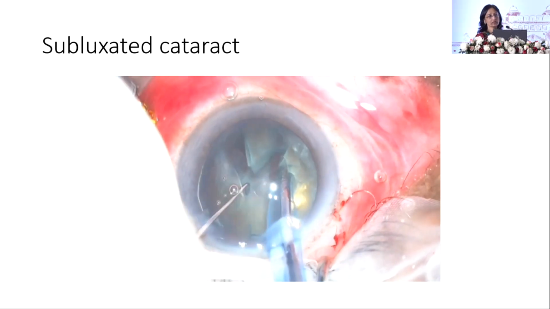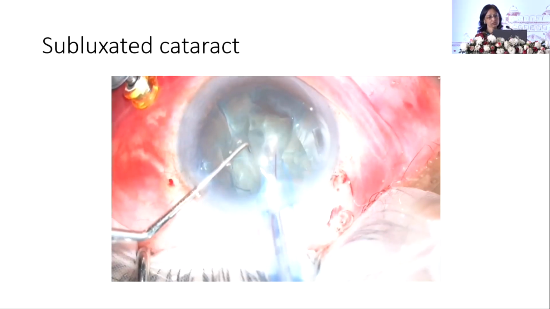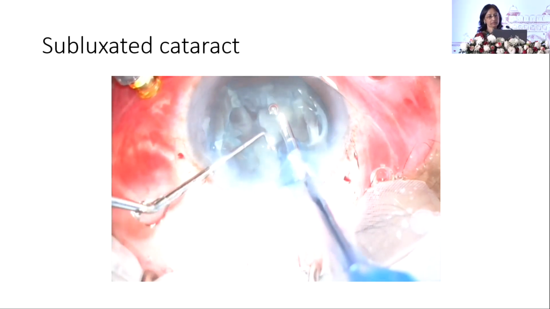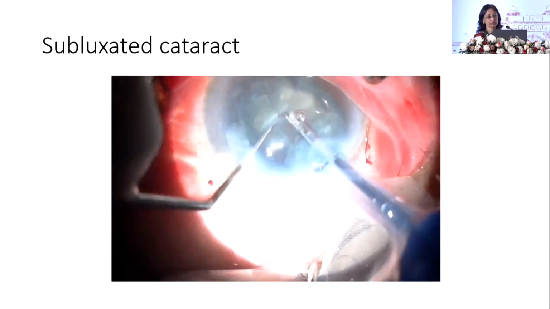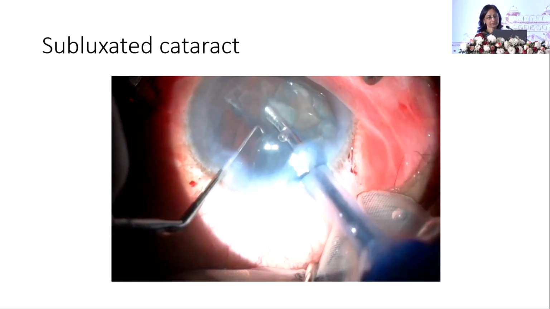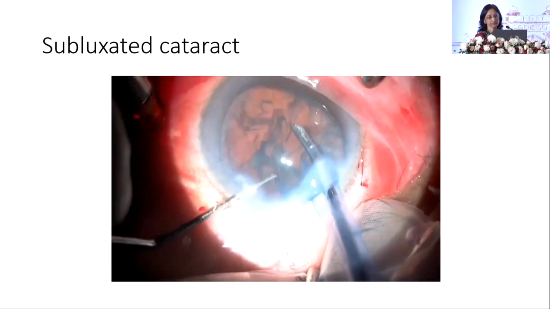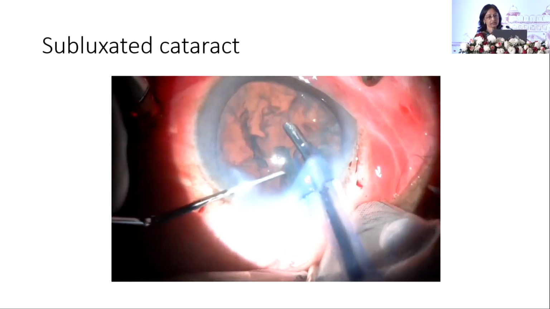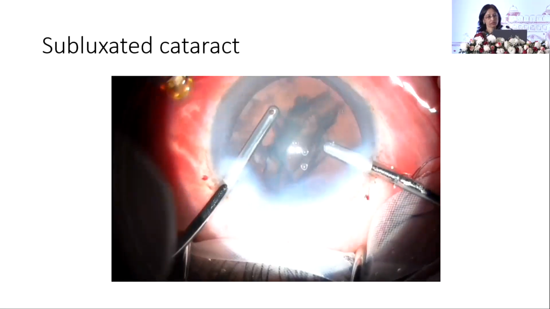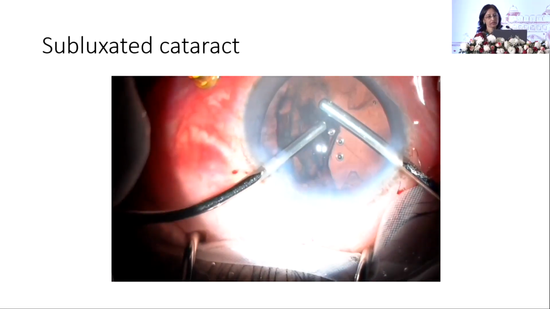Now, doing lens fragmentation is not very difficult. The cataract is not very hard in this case. And the femto has already fragmented, so it was easy to emulsify all the pieces one by one. So you can see that the bag is tremulous, but still in the surgery, there's no vitreous prolapse intraoperatively.